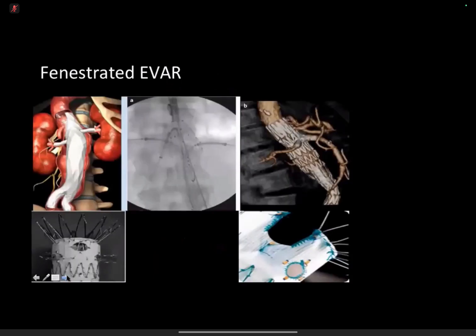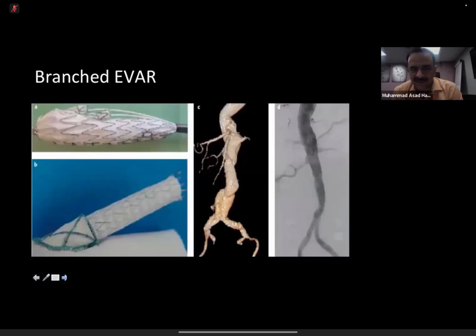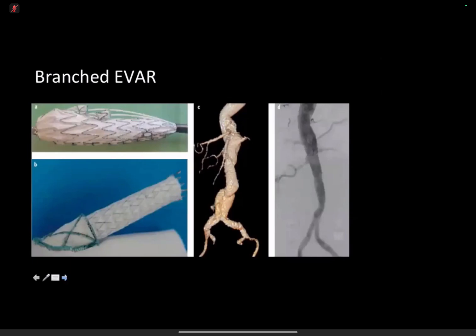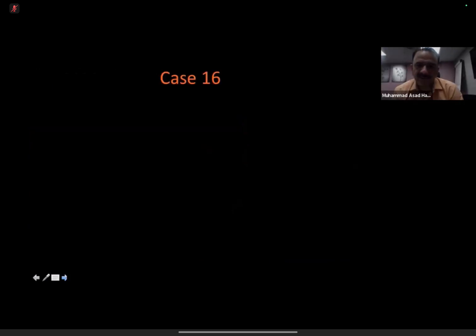Okay, so fenestrated EVARs are the ones in which we are putting a stent through each of the visceral vessels. If it is a suprarenal aortic aneurysm, it's usually called a branched EVAR, which is a floppy construction. The stent extends well above into the thoracic aorta, and then there are fenestrations and small branches which you can individually cannulate and perform the procedure.